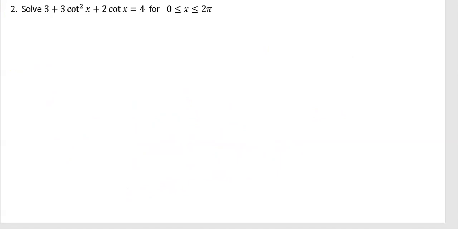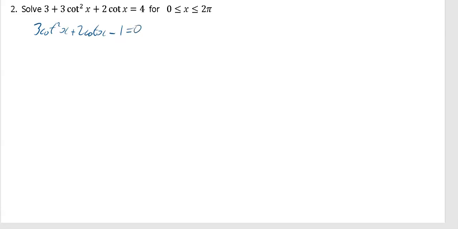Okay, this next example says solve 3 plus 3 cot squared x plus 2 cot x equals 4. The first thing I'm going to do is tidy this up a wee bit, bring everything over to one side, put it equal to 0, and write the quadratic terms first. I'll have 3 cot squared x plus 2 cot x minus 1 is equal to 0.